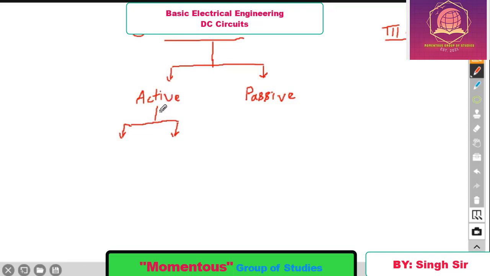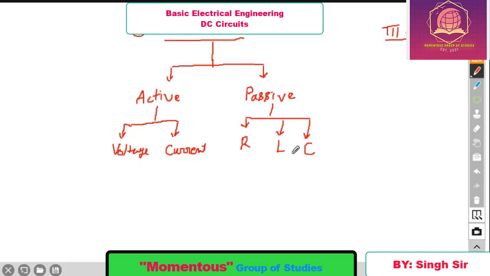I will directly divide your active components into two parts: voltage source and current source. Actually these are divided into dependent sources and independent sources, but here I'm dividing them as voltage source and current source. And your passive components have three types: resistance, inductance, and capacitance.